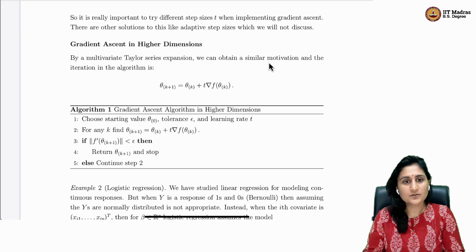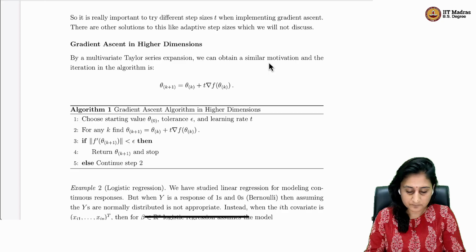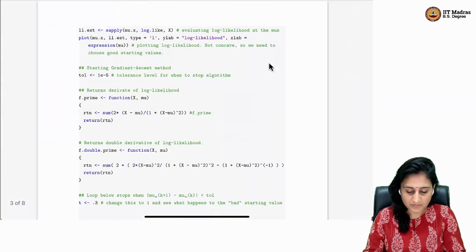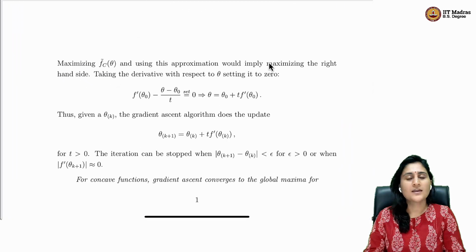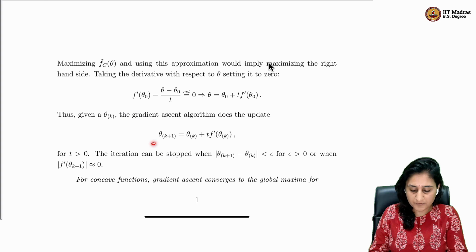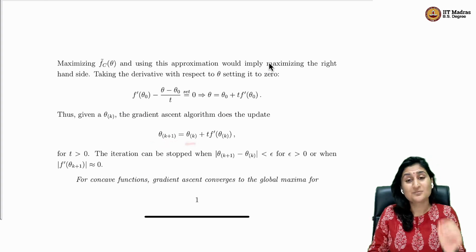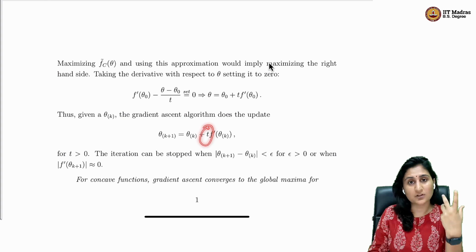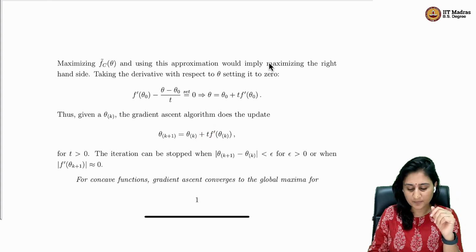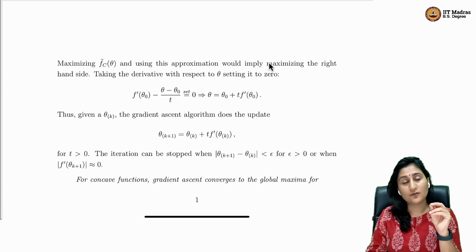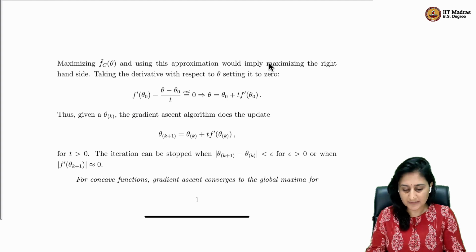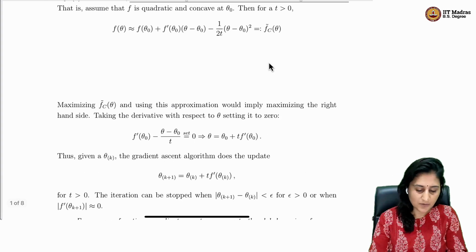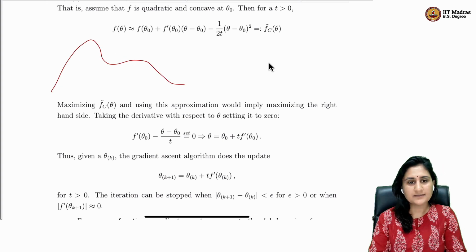Now, the idea in the gradient ascent algorithm in one dimension, let's go back to the previous notes, is that the next iteration is the previous iteration plus a small t that we choose, which is called the learning rate or the step size, times the derivative of the objective function at the previous value, which is theta k, right? And then the idea was that you have an objective function over here that looks something like this.